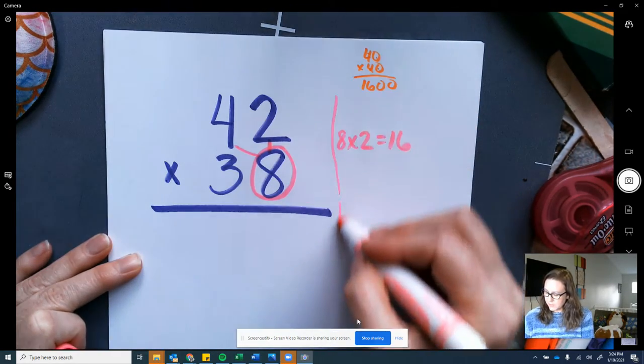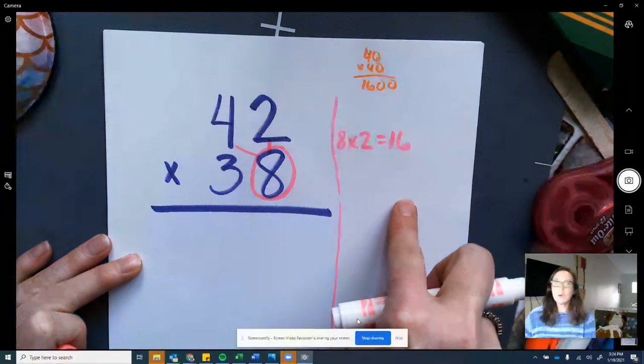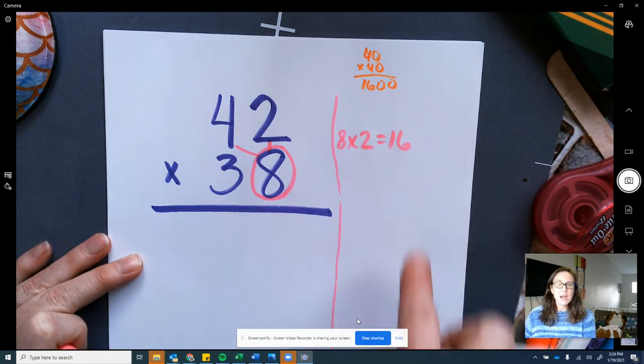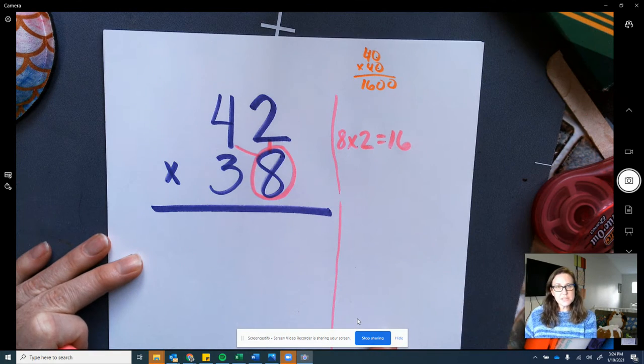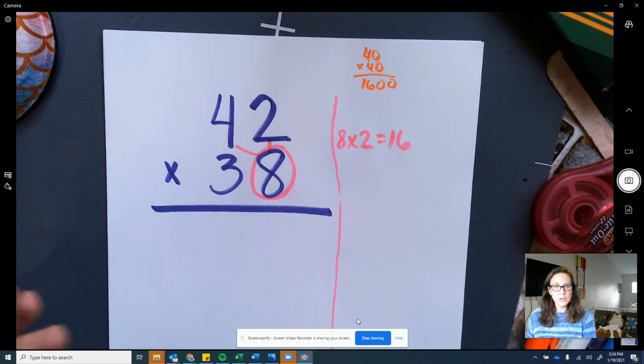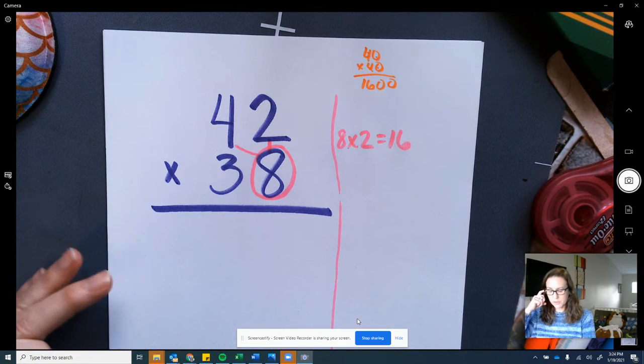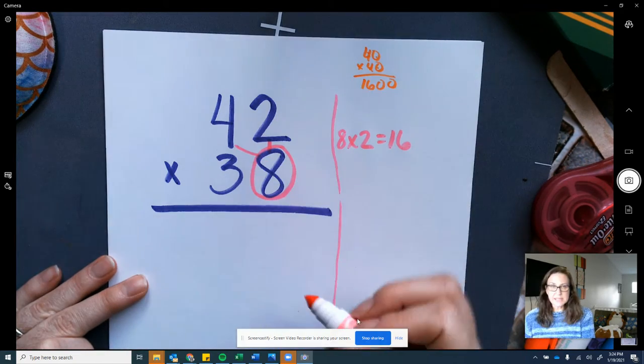Now, all of this stuff that I'm going to do on the side is not what people typically do. They don't usually write out their steps. I'm going to write out my steps so that you can see what happens first and second and third, okay? And fourth and fifth and so on and so forth. So 8 times 2 is 16.